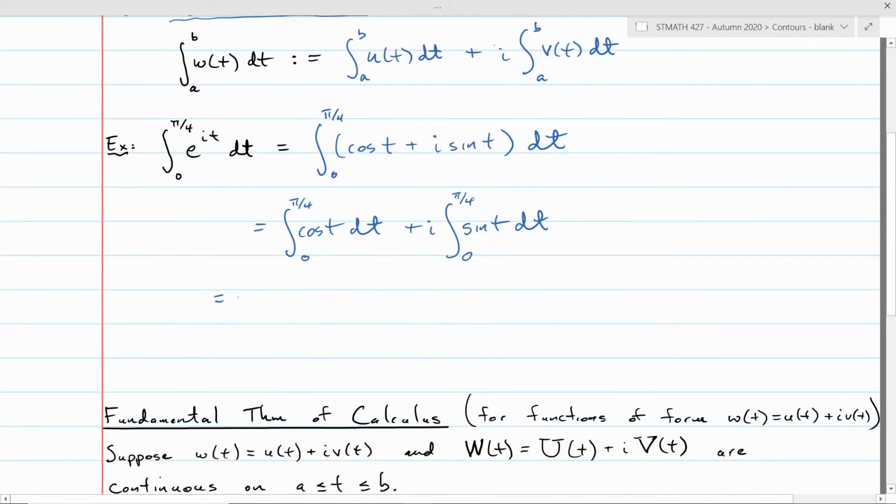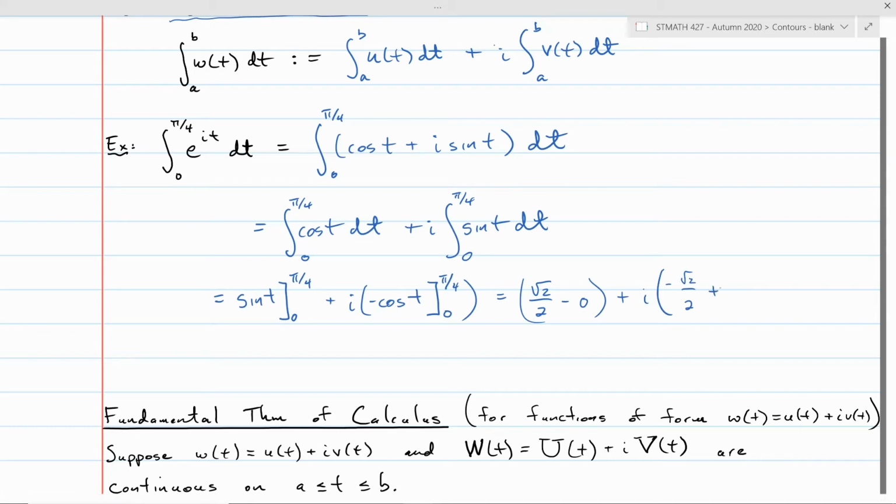The antiderivative of cosine is sine, evaluated from 0 to pi over 4, plus i times the antiderivative of sine, which is negative cosine, evaluated from 0 to pi over 4. Sine of pi over 4 is square root of 2 over 2, and sine of 0 is 0. Then we have i times a negative square root of 2 over 2 when you plug in pi over 4 to cosine, and when you plug in 0, you get minus 1, so minus 1 gives you a plus 1. I'll just leave it like that.